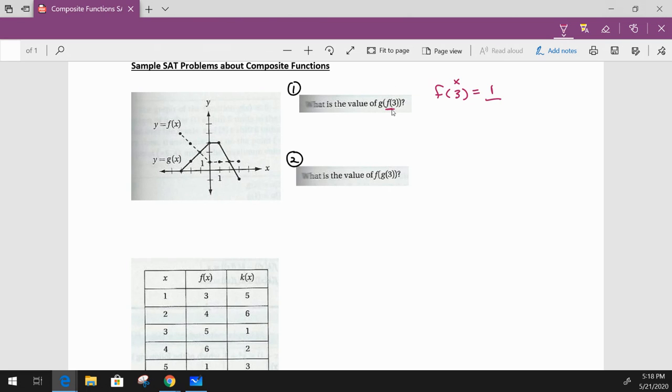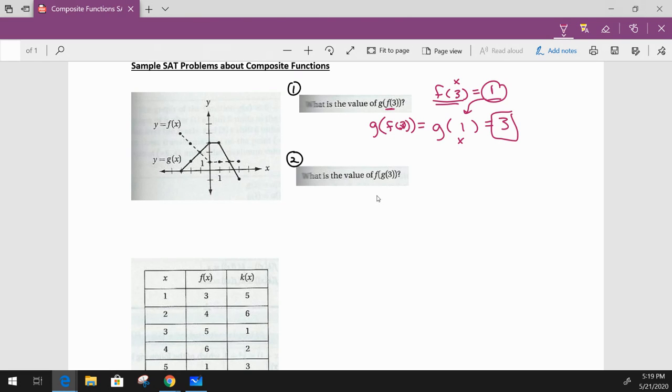Now going back to this original question, it's wanting to know what g of f of 3 is equal to. We already found that f of 3 is equal to 1. So we can now put 1 into the g function. 1 now becomes our x coordinate for the g function, and we're looking for the y coordinate. If you look at your g function here, when the x coordinate is 1, your y coordinate is 3. So the correct answer to this question would be 3.